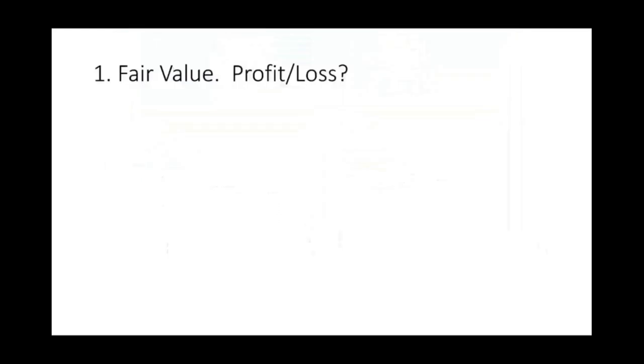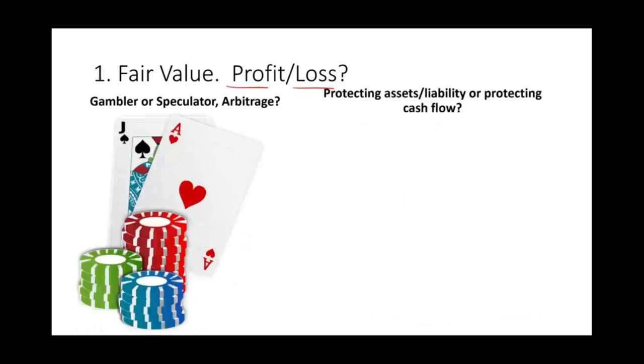So let's go ahead and do a quick review about the fair value for hedging. For fair value, once we say the forward contract, the hedging instrument has to be reported at fair value, it means we have a profit and a loss to worry about. So remember, we said if you're a speculator, participating in an arbitrage, or a gambler, basically you want to buy and sell those contracts, all the gains and losses, all the profit goes into the income statement.